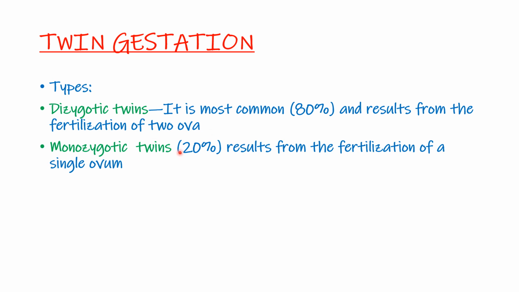Monozygotic twins is where we have one ovum, mono meaning one. So we have one ovum and one sperm. After fertilization, we have a monozygote, that is one zygote. This zygote can separate, or a cleavage can develop as gestation continues, to separate the zygote. So it is 20% and results from fertilization of a single ovum.